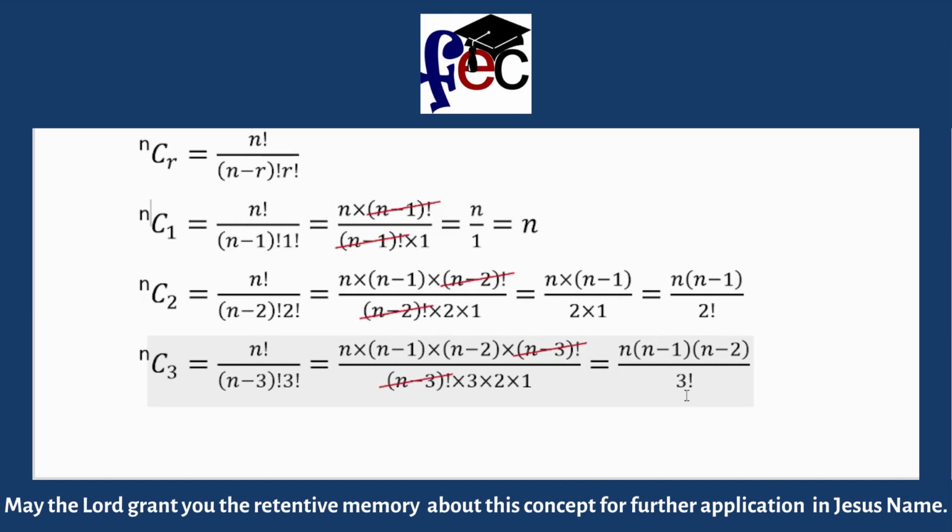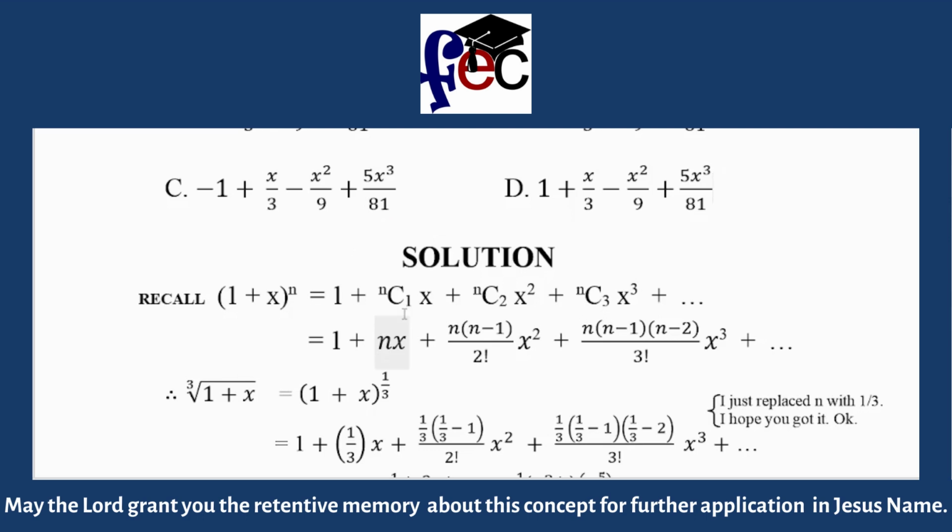So let's go back to our solution. So at least you now have an idea of how I replaced n combination 1, the coefficient of x, x squared and x cubed with what we have in the next equation. So let's now apply that to our question.